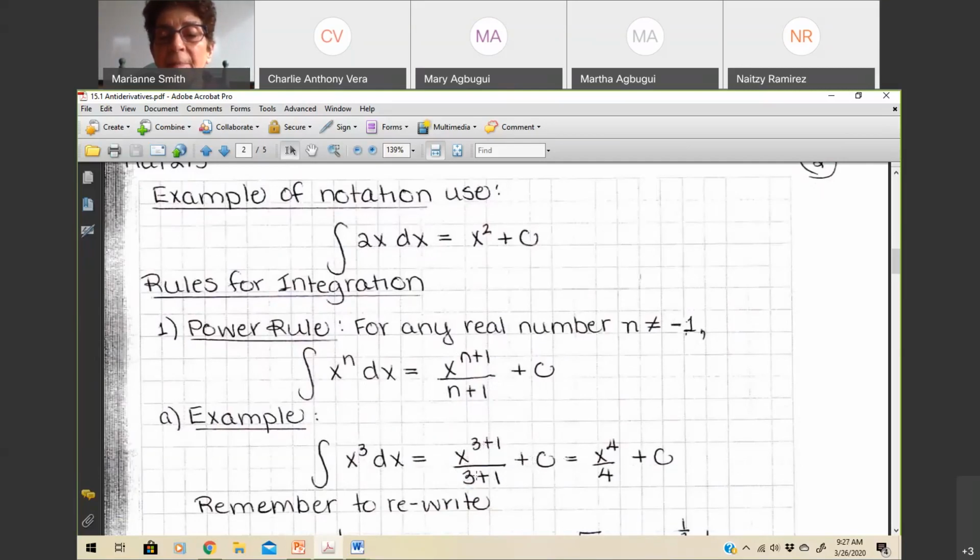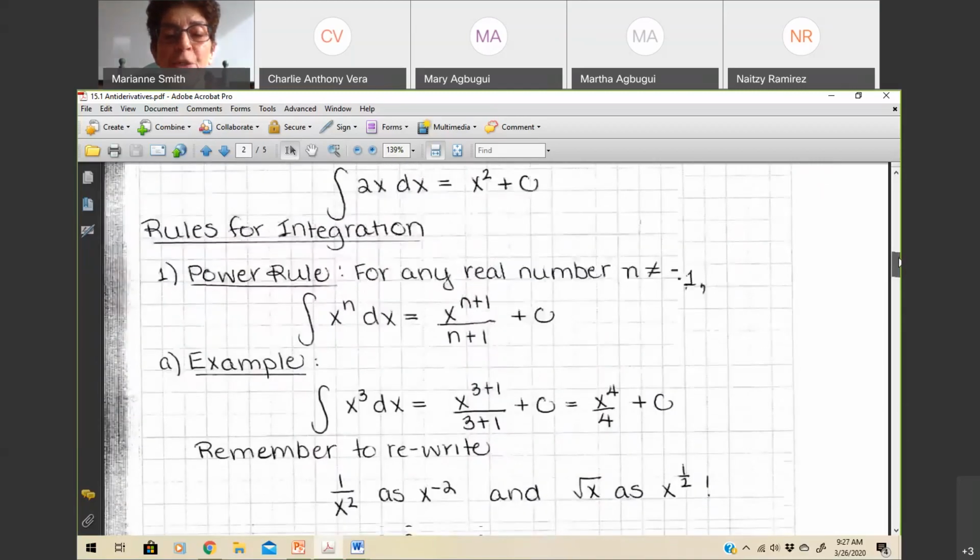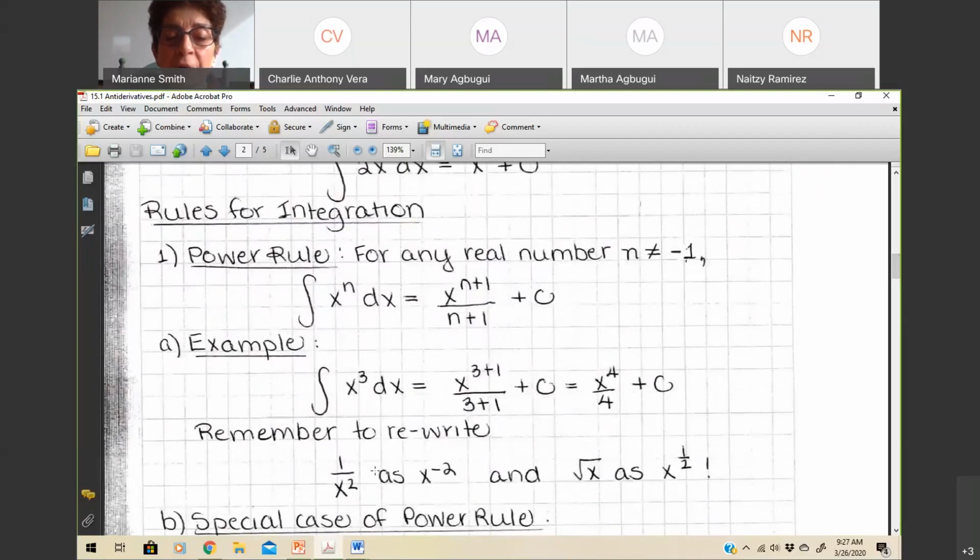And then, again, remember to basically rewrite this as x to the 4th over 4 plus c. Okay, sometimes when you're doing these, it is important to, like we've done with differentiation all semester, start out by rewriting any x's in the denominator, like 1 over x squared, write it as x to the minus 2, and rewrite a square root as x to the 1/2, okay? It's easier that way. It's much easier that way, okay?